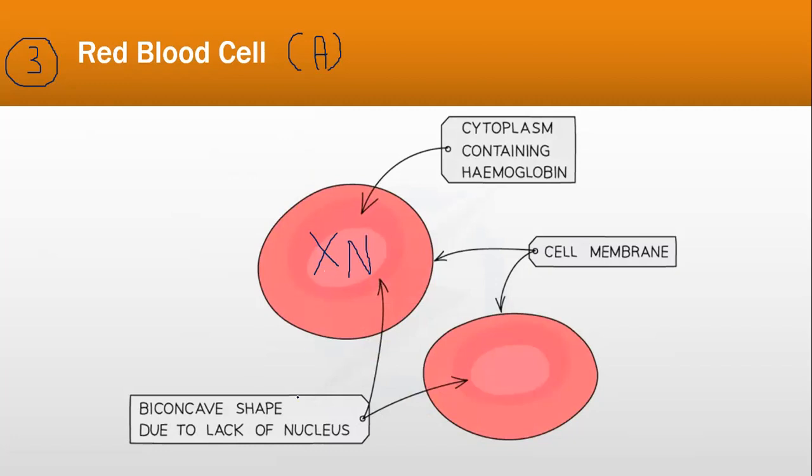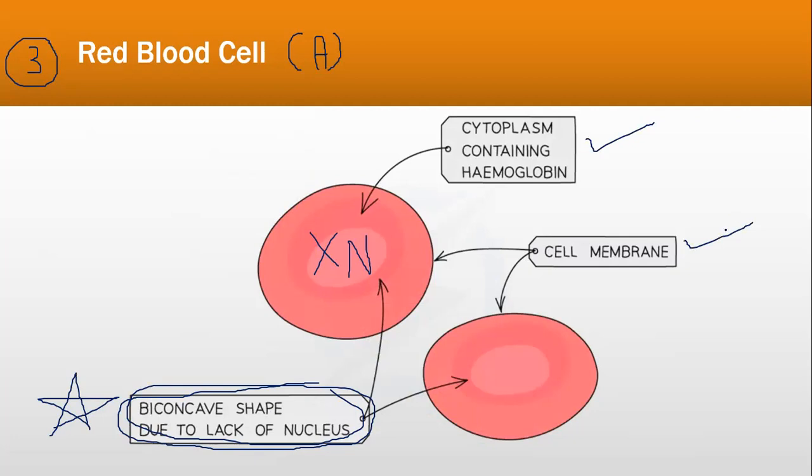Other than that, a specialized feature it has is a biconcave shape due to the lack of nucleus. ये है इसका specialized structure, which differentiates it from a typical animal cell. Other than this, it has all the other same features, जैसे कि it has a cytoplasm and it also has a cell membrane, which is also present in a typical animal cell. Red blood cells को हम RBCs भी कहते हैं.